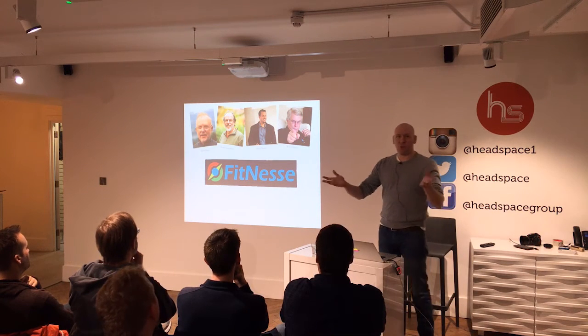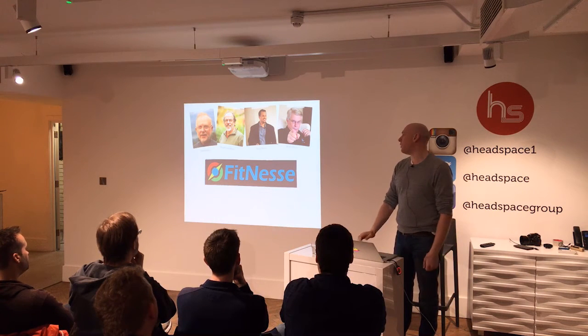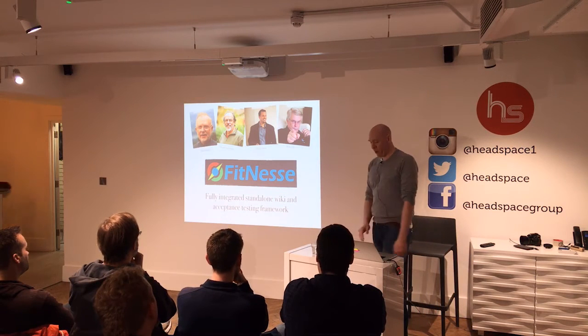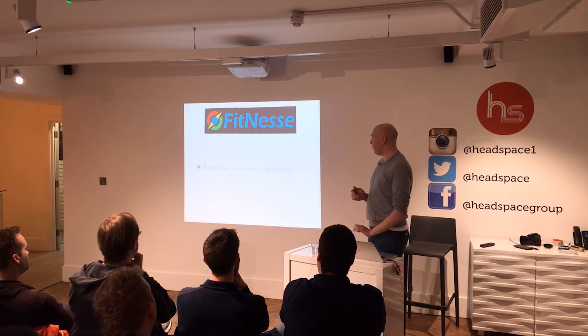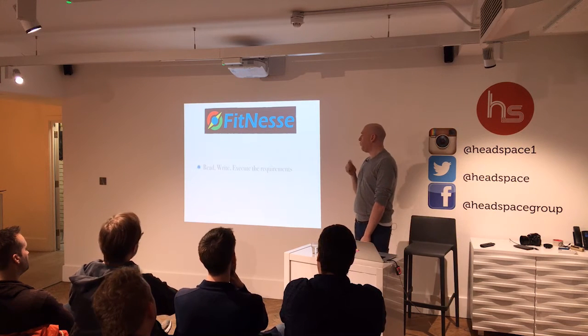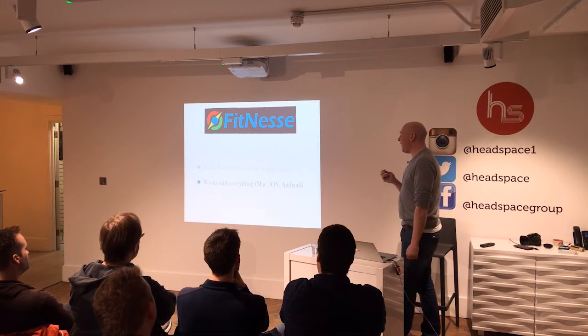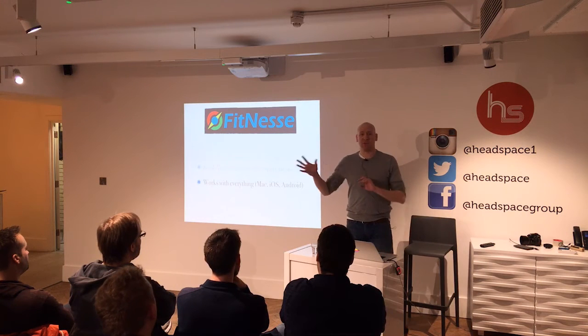FitNesse is something I'm sure many of you have heard about. We're going to show you how we could use it on mobile today. It is a fully integrated standalone wiki and acceptance testing framework. Let's talk about what that really means. It is a place to read, write, and execute the requirements. And it works with everything. So you can use it for your iOS apps, your Android apps, Java, Ruby, whatever you want.